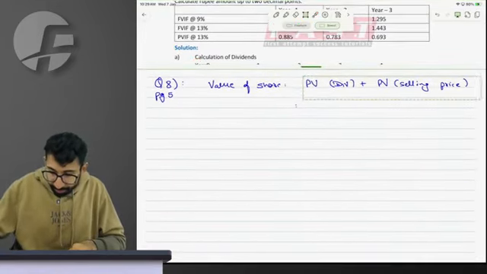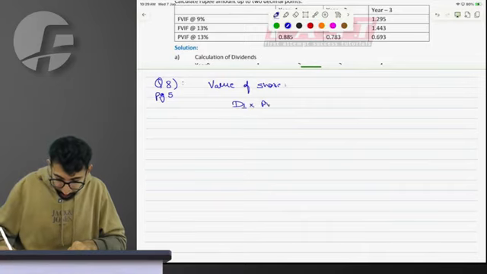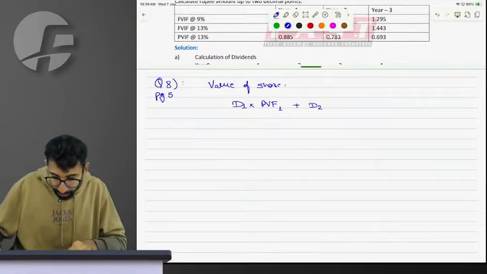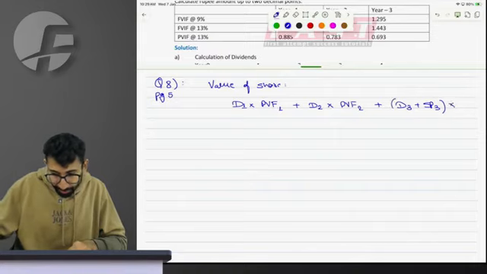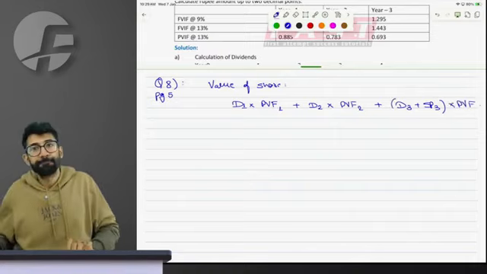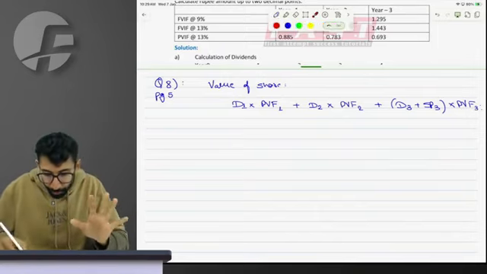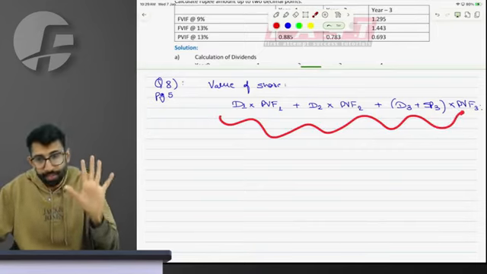Let me rectify it a bit. Just 1 second, because I need some space to write it down. So it will be D1 into present value factor of first year, right? Plus D2 multiplied by present value factor of 2 years plus D3 plus sales price at the end of third year multiplied by present value factor of third year. Correct? Please don't write it down for a moment. Let's try to understand what is going on. Then the presentation which we decide is better for you, that is the one we will write. Don't write it down right now.